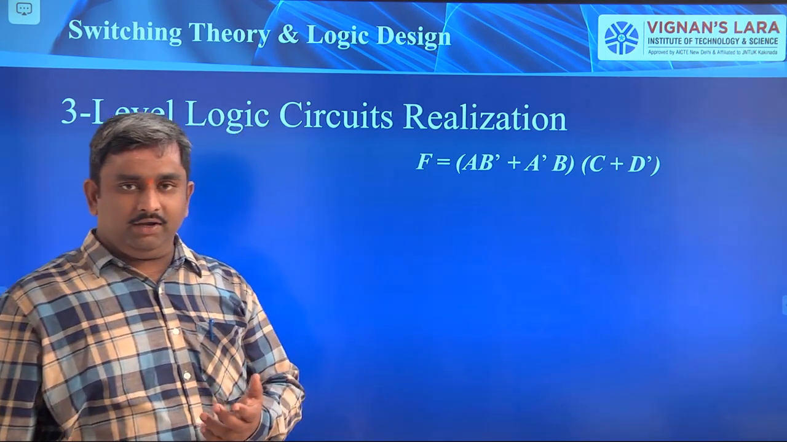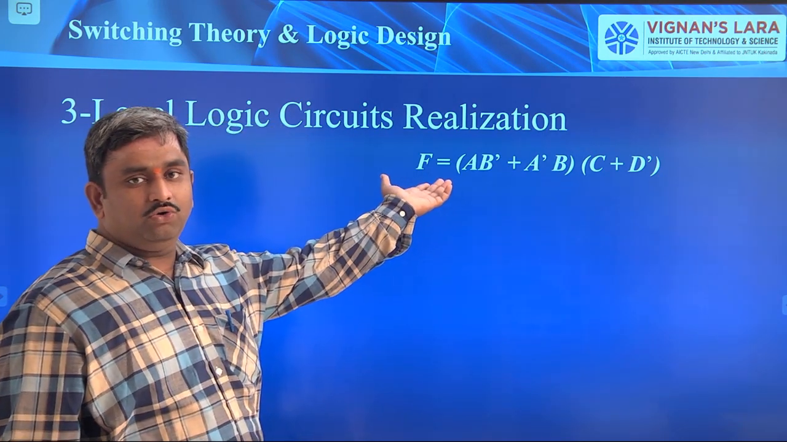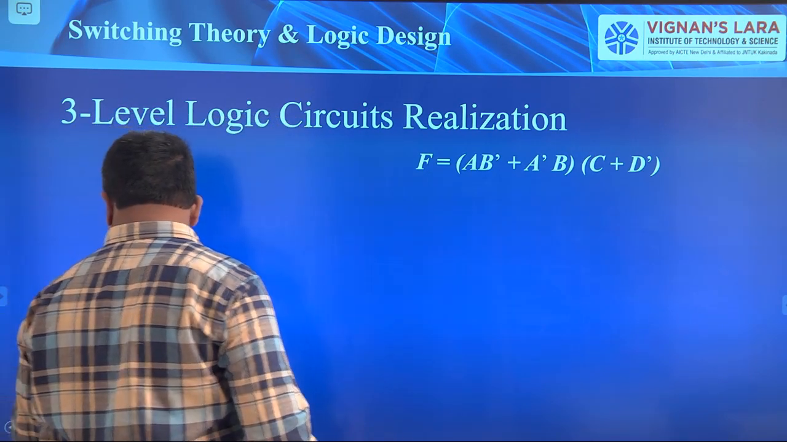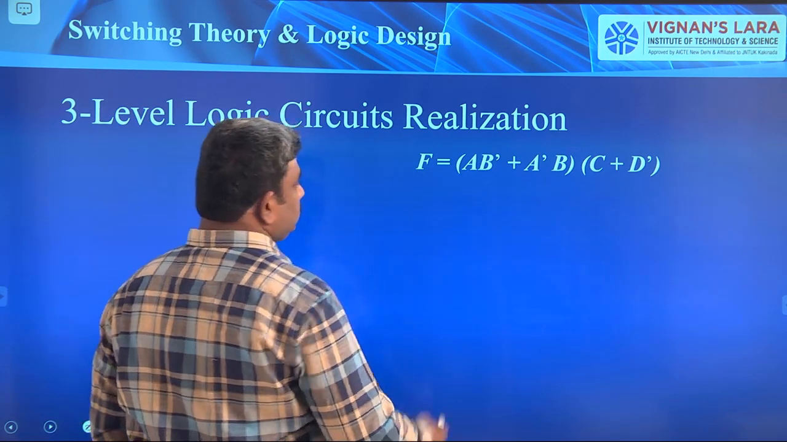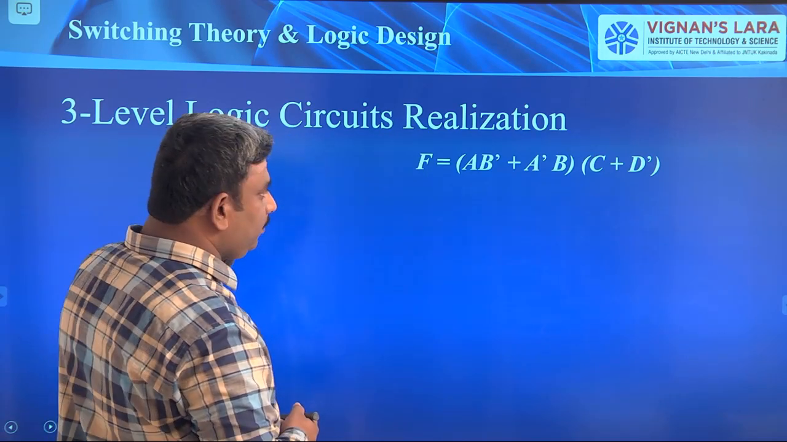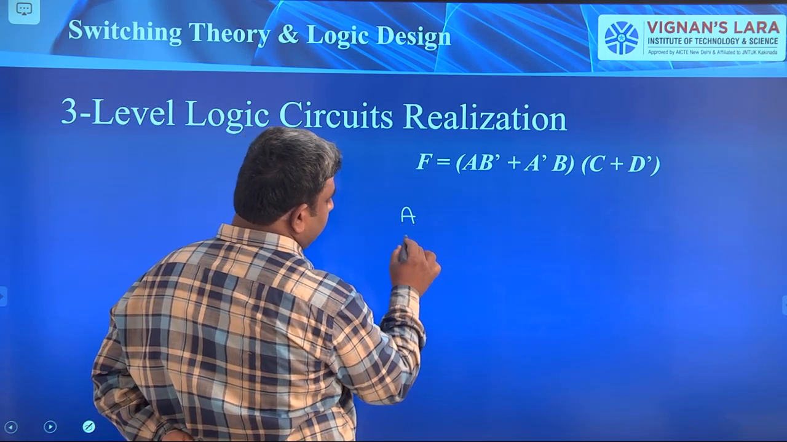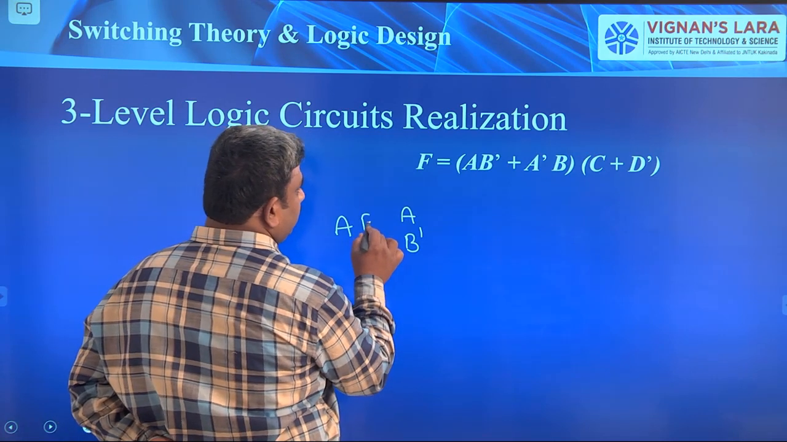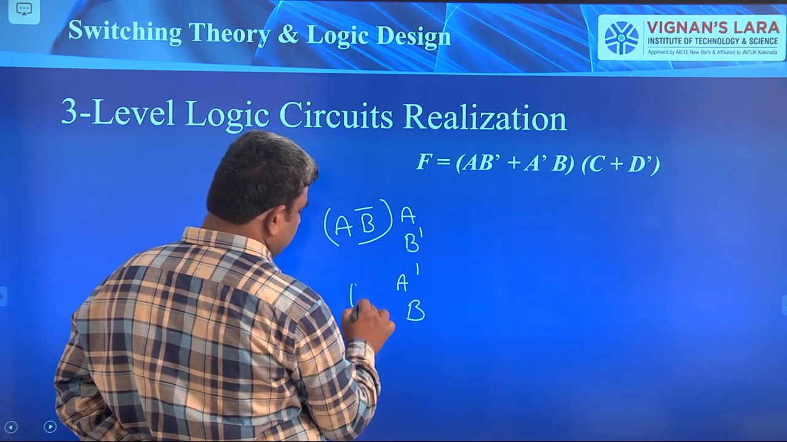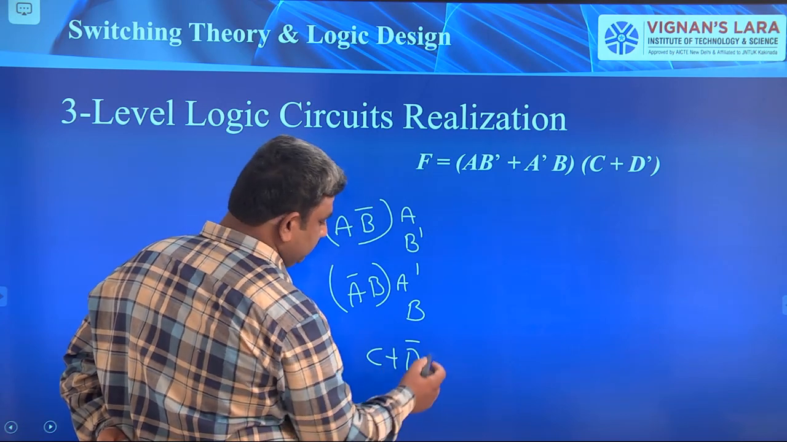But if you have a given function like this, how do we represent it? We have this function and we have to implement it. See here, the first product term is A B bar. The next product term is A bar B. And the next one is C plus D bar.